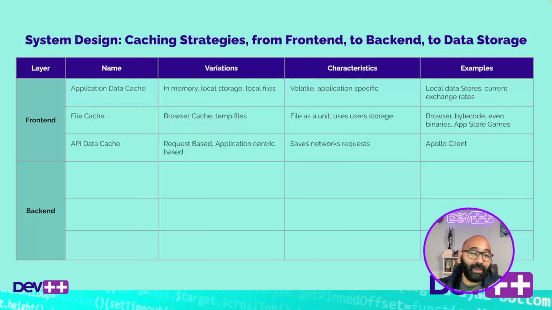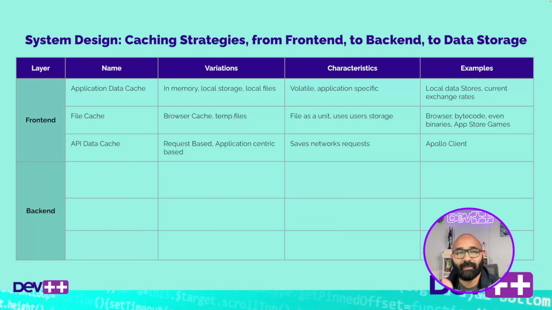You have API data cache. This is also application specific. This entails different ways that your application stores the data locally in order not to fetch data again from a network interface, such as a REST API or web services, right? This depends a lot on which libraries you are using, or if you implemented it yourself. And the purpose of this is basically to save network requests.